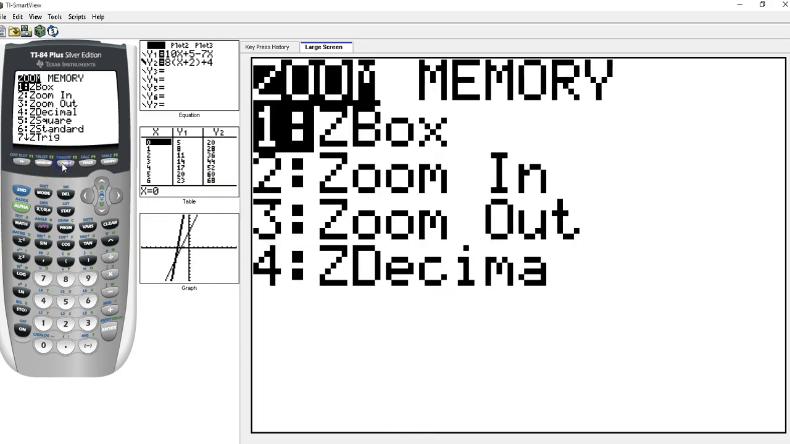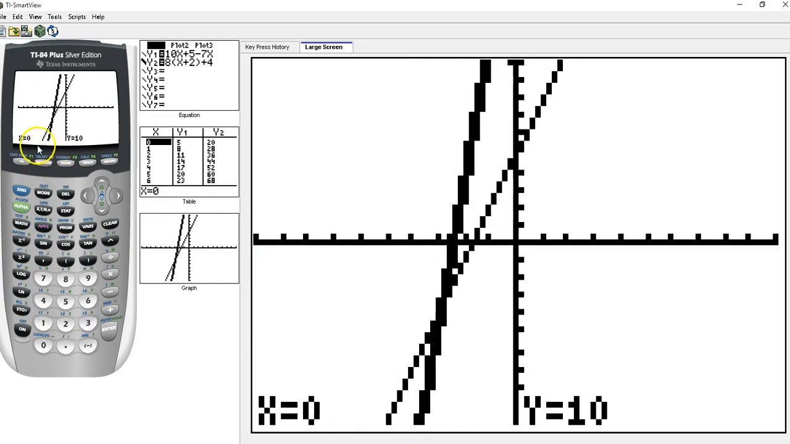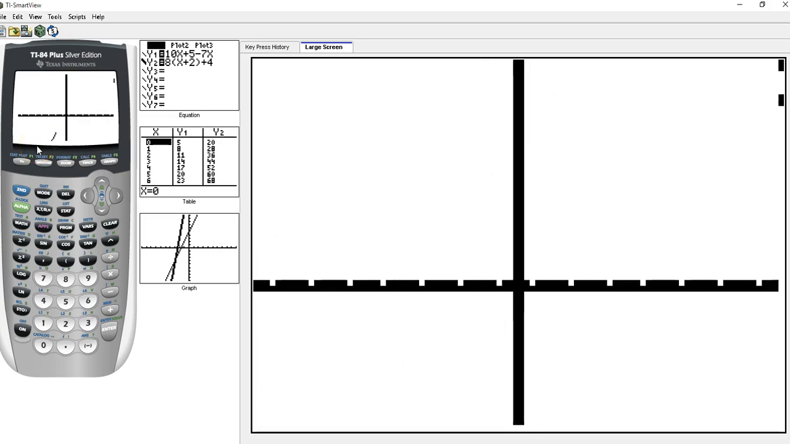Let me see if zooming out helps a little bit. Check it out, see what happens. I don't know if they're going to be too close to each other to see.